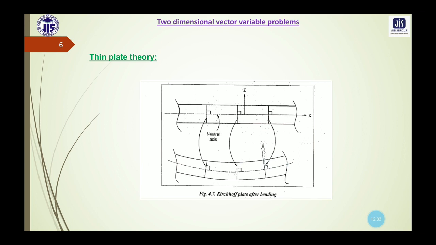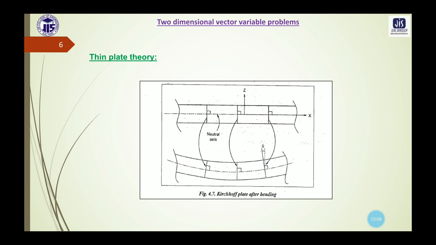Now there are three assumptions which are used to reduce the equations of the three-dimensional theory of elasticity to two dimensions. So what are the three assumptions in Kirchhoff's plate theory? The first assumption we consider is that the line normal to the neutral axis before bending remains straight after bending.